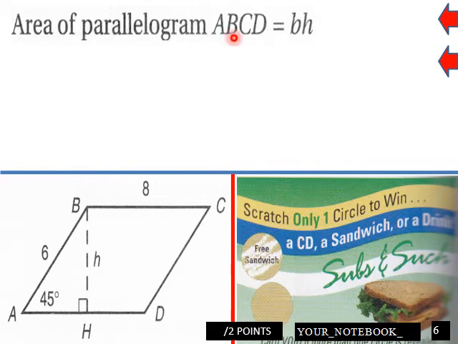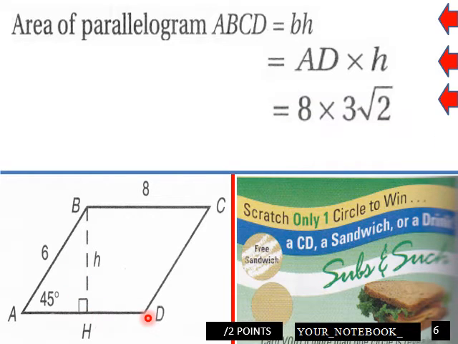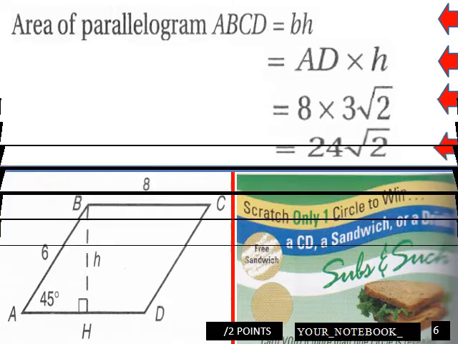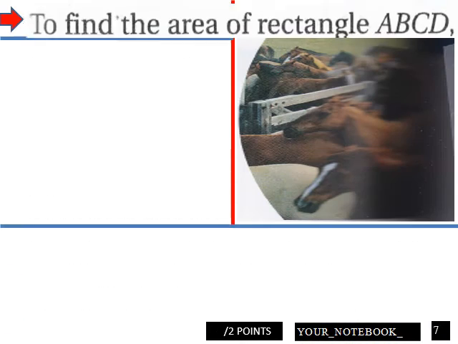So the area of this parallelogram will be base times height. We know the base here, and we also know the height. AD times BH, so 8 times 3 times square root of 2. We get 24 times square root of 2 for the area of that parallelogram.